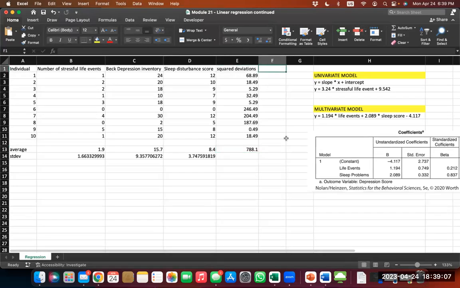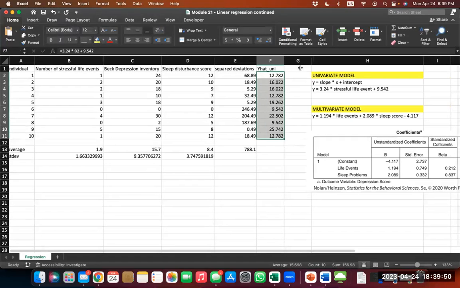Next, we need our univariate model. So now we get an estimate, our y hat uni. As we've seen in last class, y hat uni is 3.24 multiplied by the number of stressful life events plus 9.542. We calculate this and drag it all the way down.